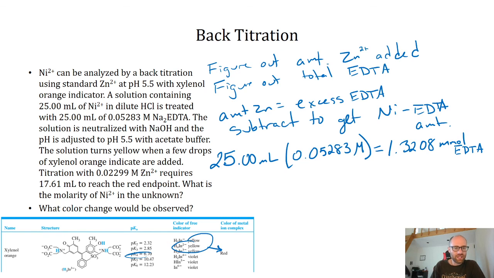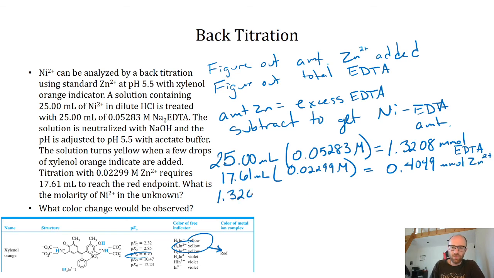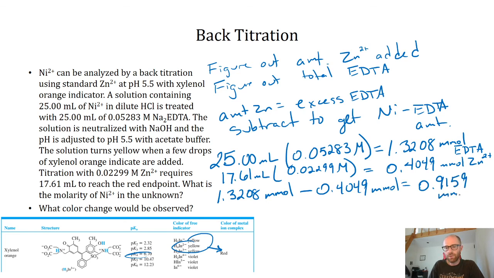To figure out the amount of zinc, well, they tell us right there, 17.61 milliliters times 0.02299 molar, and that's going to give us 0.4049 millimoles of zinc. And so the idea is now we're going to say 1.3208 millimoles minus 0.4049 millimoles equals 0.9159 millimoles. And this is the amount of EDTA that actually participated in the original reaction with the nickel.